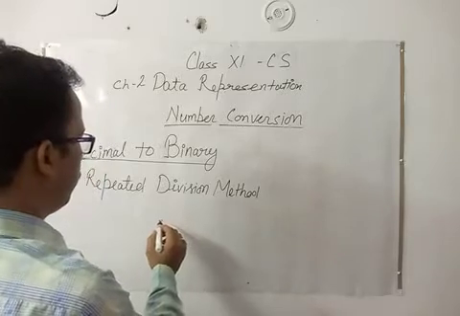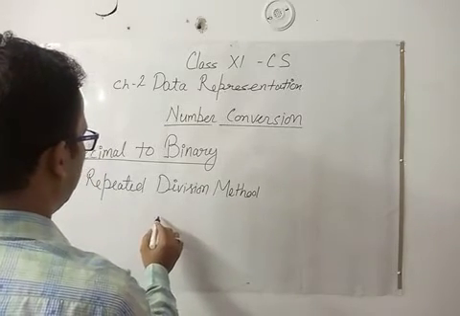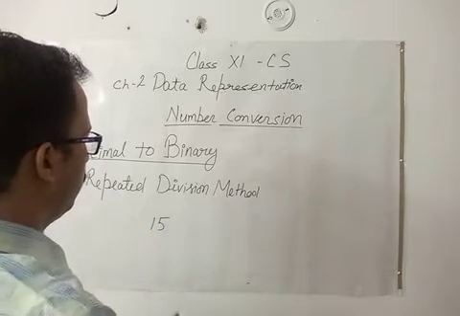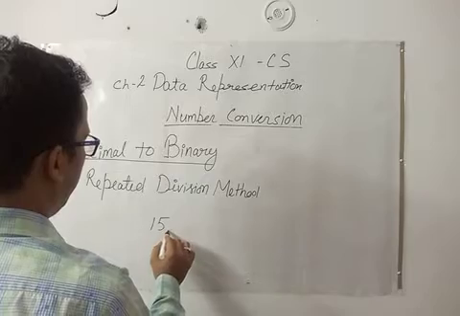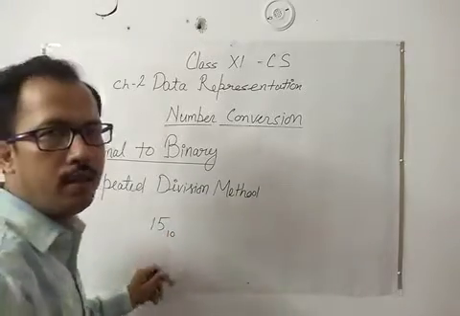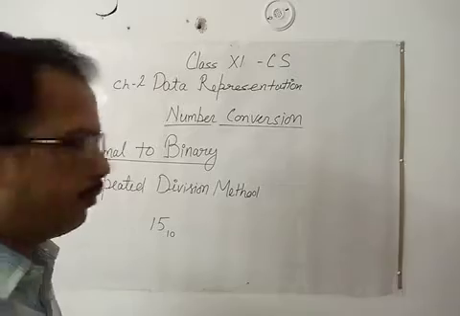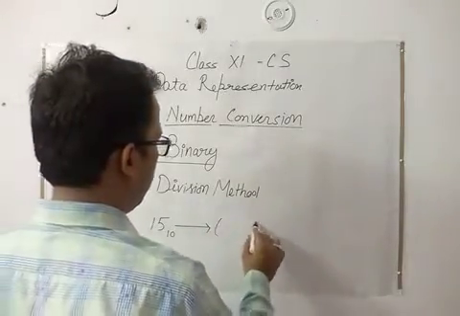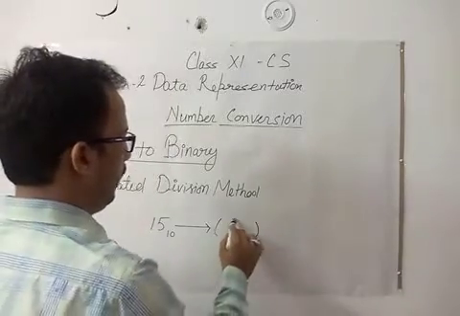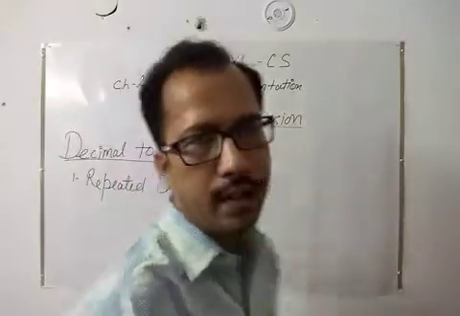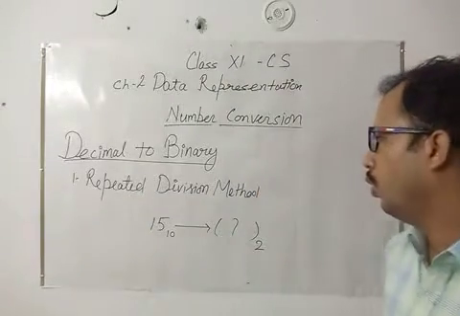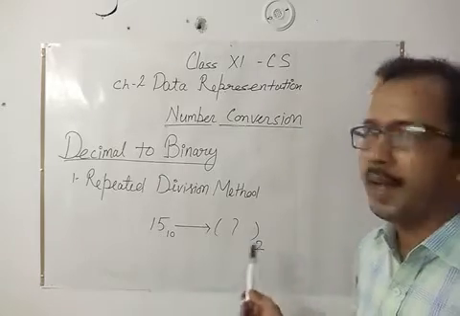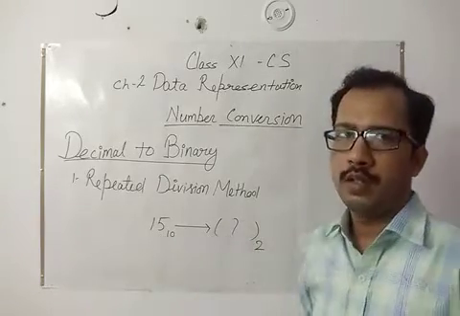So it is 15 base 10. Base 10 means a number is written in decimal form. Equivalent base 2, and here is the question mark. The question mark says to find out the value. So if 15 from base 10 is converted into base 2, meaning binary, then what will be the result?